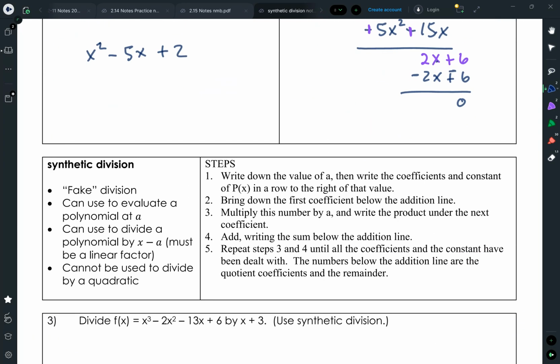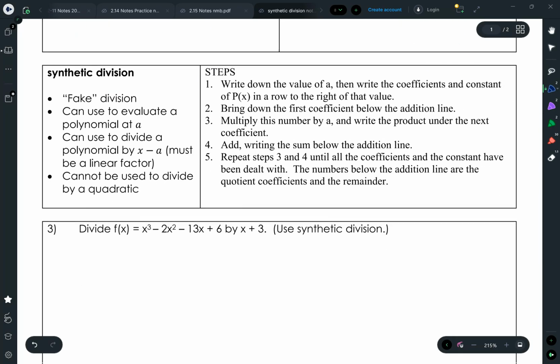So synthetic division, synthetic means fake. It's basically fake division. You can use it to evaluate a polynomial or to divide a polynomial. So you can use it to divide by x minus a or to evaluate at a. It cannot be used to divide by a quadratic. So it's got to be some kind of linear factor. And we really prefer if x just has a coefficient of 1, makes it easier. So the steps are here for later on, but I am going to kind of guide you through those the first time.